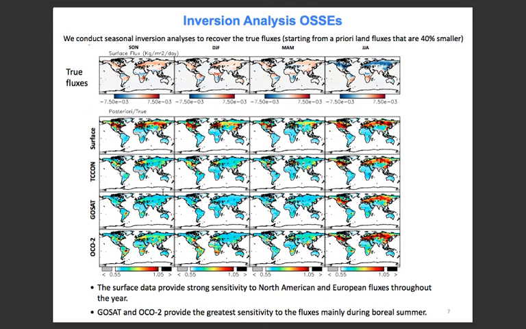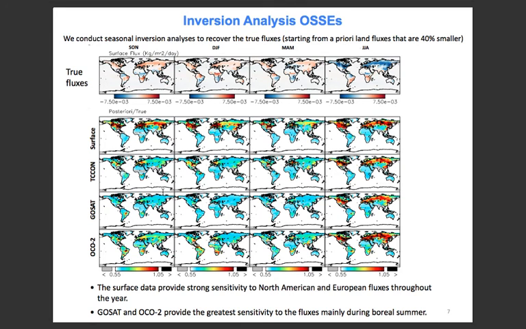For the satellite data, you can see that the greatest sensitivity is during the growing season in the boreal summer. Throughout the rest of the year, there's much less sensitivity. And that means, again, if you use satellite observations for an inversion and you try to compare the results from 2 different inversion analyses, you have to ask yourself how much of the differences is really the prior differences versus actual information coming in from the analysis.